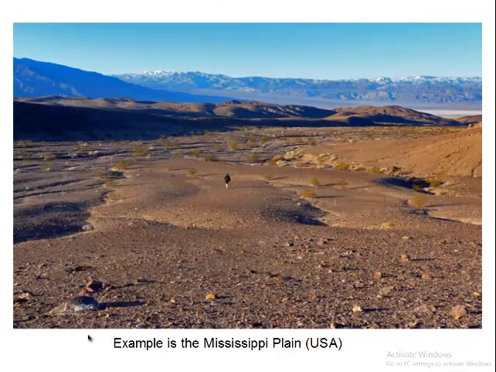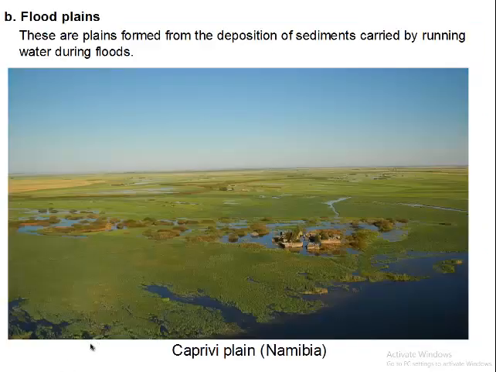An example is the Mississippi Plain. It is an alluvial plain. Secondly, we have what we call the flood plains. These are plains formed from the deposition of sediments carried by running water during floods.